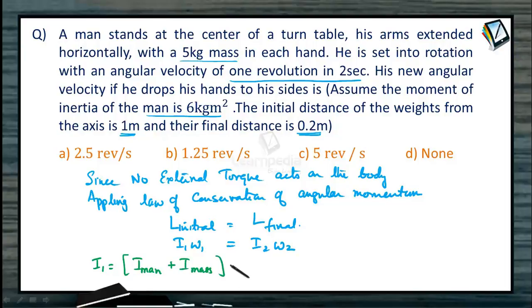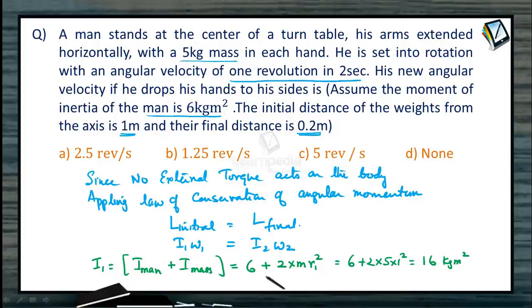What is the moment of inertia of the man? It is 6 kg m², plus the moment of inertia of the masses. Two masses are there, so 2m r1 square, where r1 is the initial distance, that is 1 meter. So this will be 6 plus 2 into mass, each mass 5 kg, into the distance of 1. This will be 10 plus 6, 16 kg m².